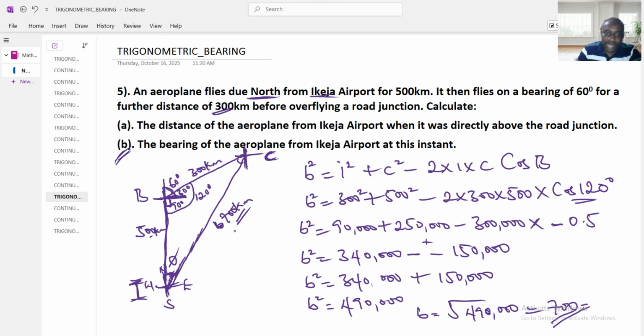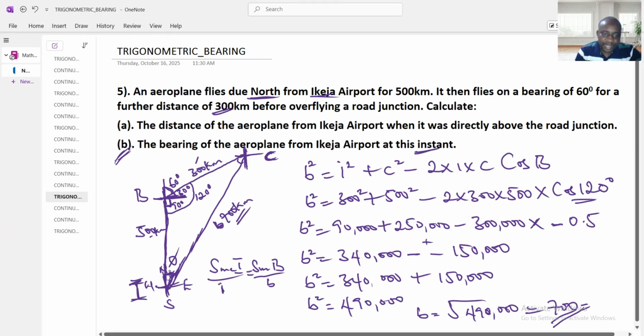Therefore, how are we going to do that? We are going to use the sine rule, because if you look at B, it is completed, and this I is not completed. We only have the Ikeja side, which is 300, but we do not have the angle. But for B, we have the angle and we have the side. Therefore, the formula we can use is the sine rule: sine capital I over small i equals sine capital B over small b. This is the formula we are going to use.